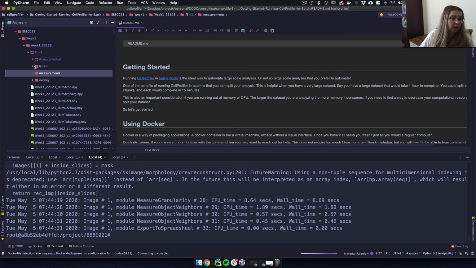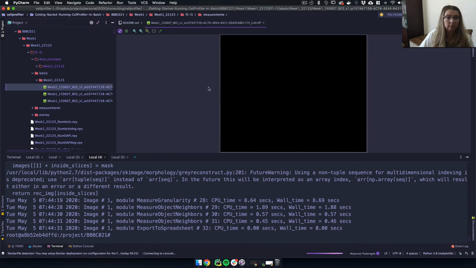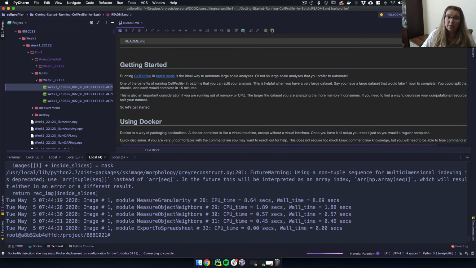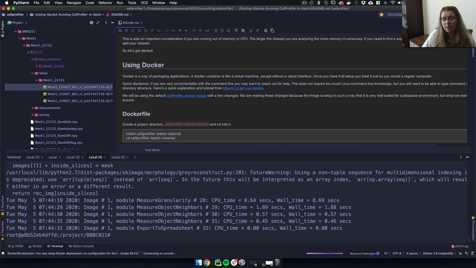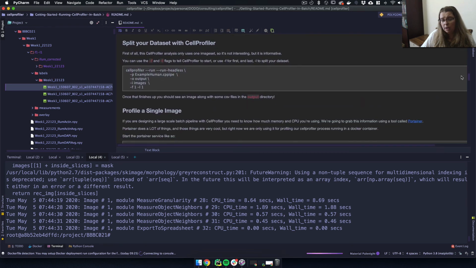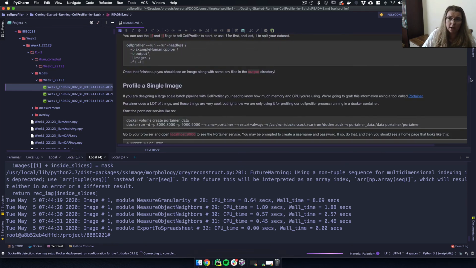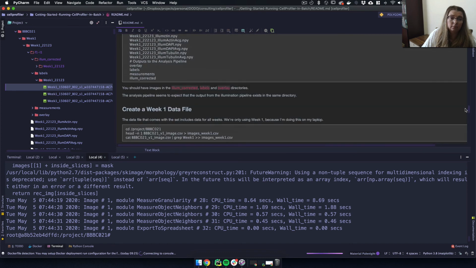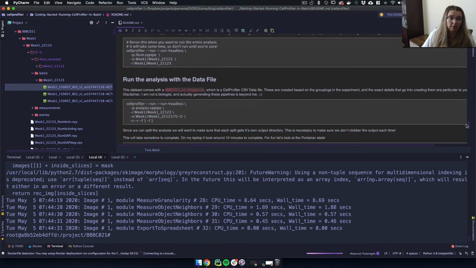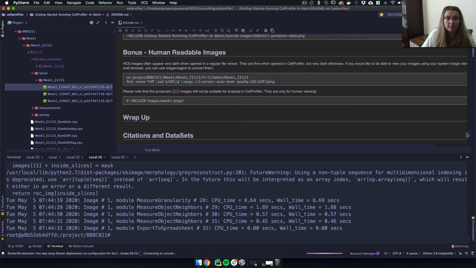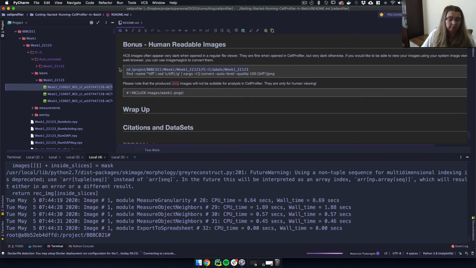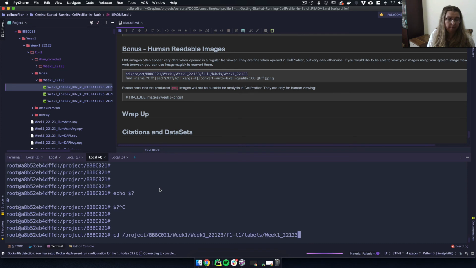But one thing that I did discuss: one thing that's a little bit nice, if you want human readable images, these images will not be suitable for analyzing in CellProfiler. Just to be clear about that, this is if you want something human readable, something to put in a paper, on a poster, or a nice desktop image of a cell. This is what you could do.